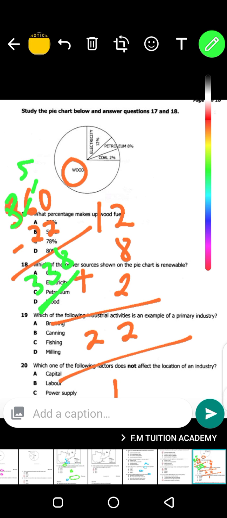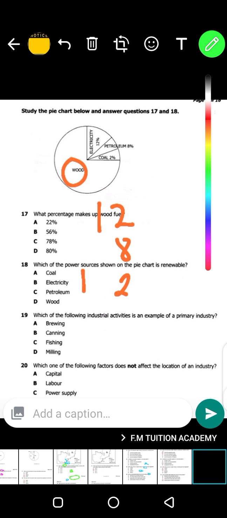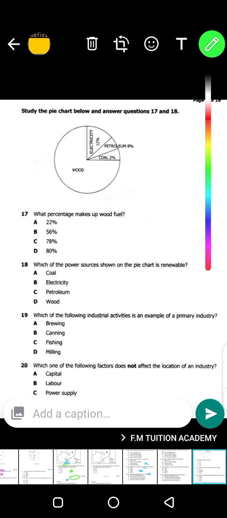We added all these percentages and then subtracted from 360 because... oh no guys, I've made a mistake. These are percentages. I almost forgot. I was adding angles, guys. This is a percentage. Percentage is always out of 100, so we're supposed to add these and subtract from 100%. This symbol here means percentage, not degrees. I thought it was a degree. I didn't see it nicely.